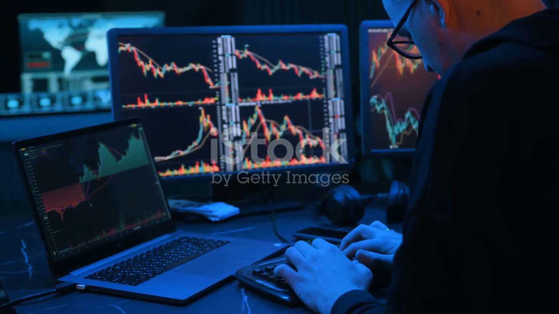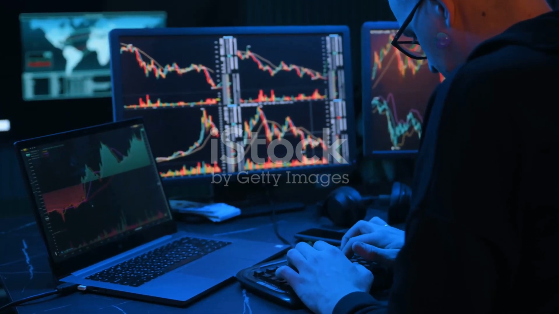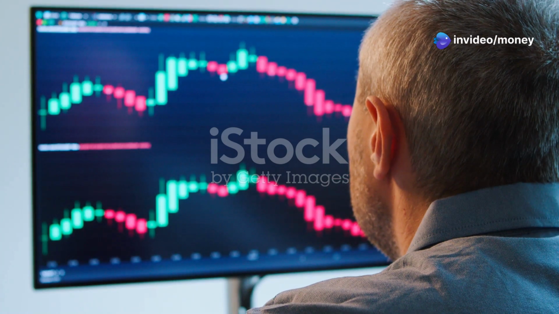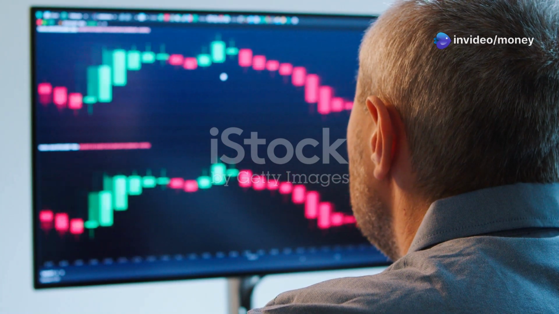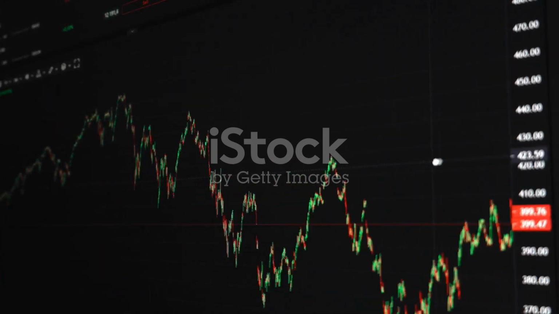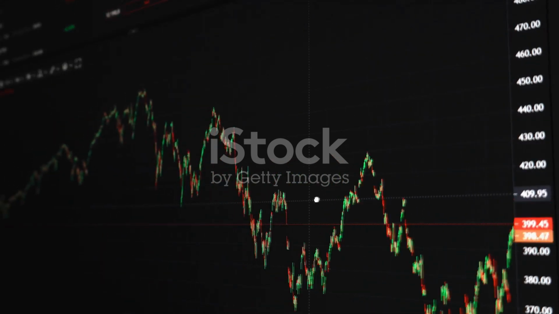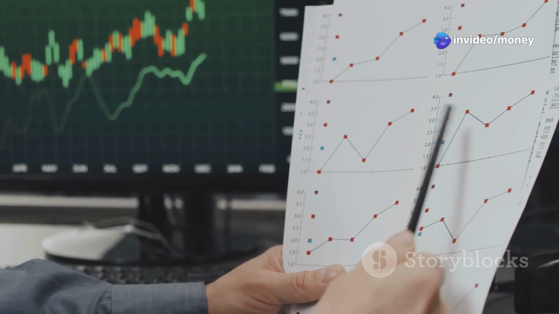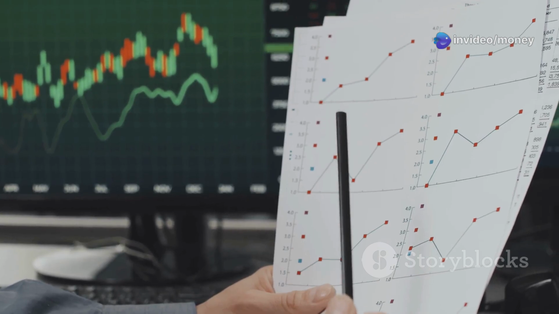Section 6. Practical example, ADX in action. Let's consider a practical example to illustrate how the ADX can be used in a real-world trading scenario. Suppose a trader is analyzing the chart of a stock and observes that the price has been steadily rising, forming higher highs and higher lows. This suggests an uptrend is in play. To confirm the strength of this uptrend, the trader looks at the ADX indicator.